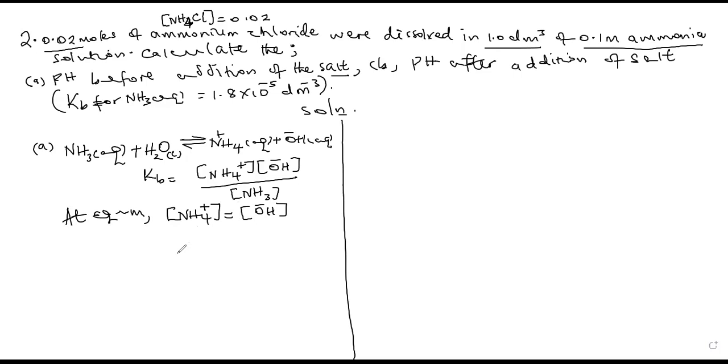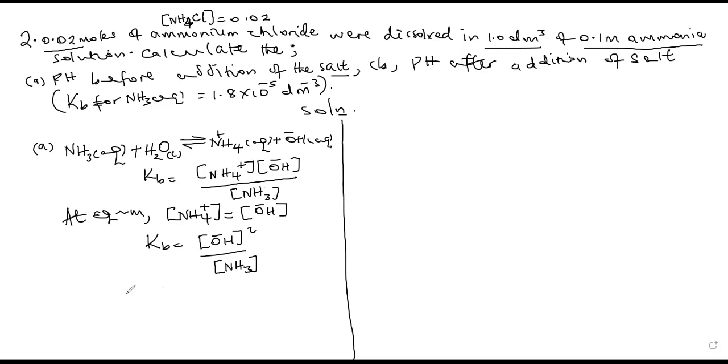Implying that our formula can be changed now, right? We can say that Kb is equal to hydroxide squared out of, why hydroxide? Because they are equal, meaning this is times two. So out of the concentration of ammonia, let me keep it the way it is, then I substitute later.